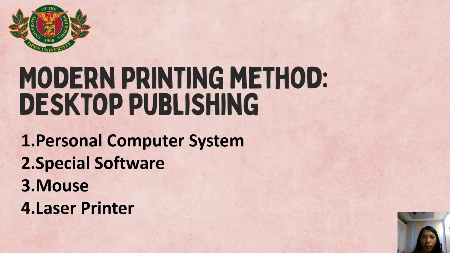Next, we have the four modern printing methods in desktop publishing. We have the personal computer system, special software, mouse, and laser printing. Desktop publishing applications are a big help to lay out the entire publication from a computer, from all the placements of text, graphics, styles, and all types of effects. Also, when talking about desktop, we should not forget the entire system of it.